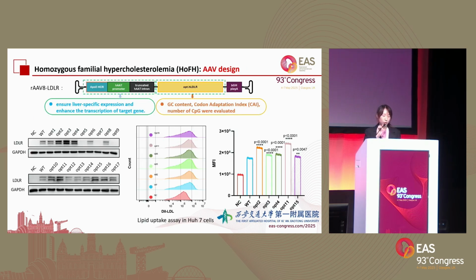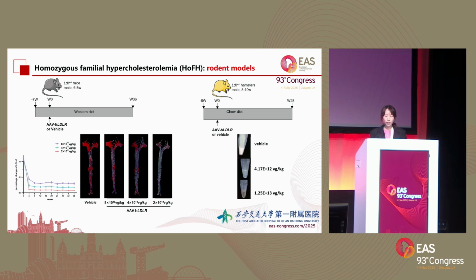So first, recombinant AAV serotype 8 containing a human LDL receptor gene sequence was designed and optimized to reduce immunogenicity and enhance liver-specific expression. Among the 17 AAV-LDLR constructs we designed, the one that exhibited the highest protein expression of LDL receptor and lipid uptake ability was selected for the study. And then we treated LDL receptor knockout mice with the AAV-hLDLR.